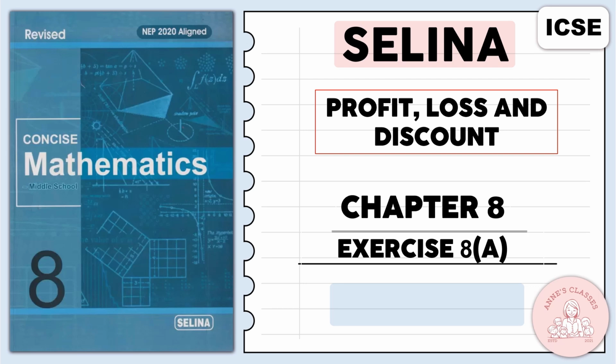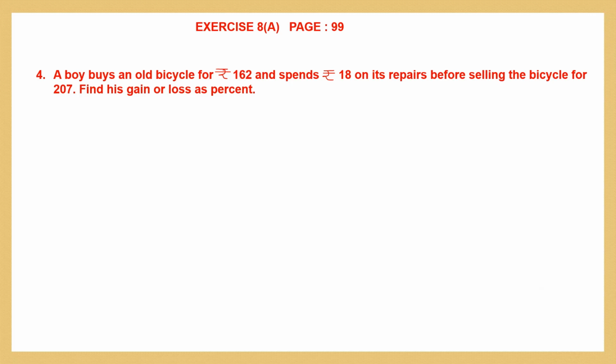Let's do Profit, Loss and Discount, Chapter 8, Exercise 8A, page number 99, Question 4. A boy buys an old bicycle for 162 rupees and he spends 18 rupees on its repairs before selling the bicycle for 207 rupees. Find his gain or loss as percent.